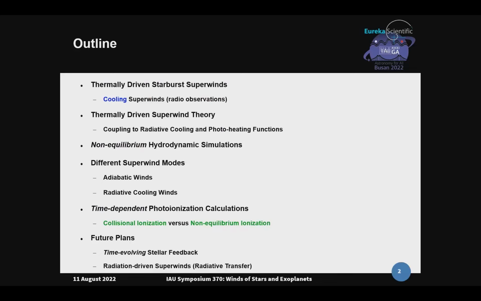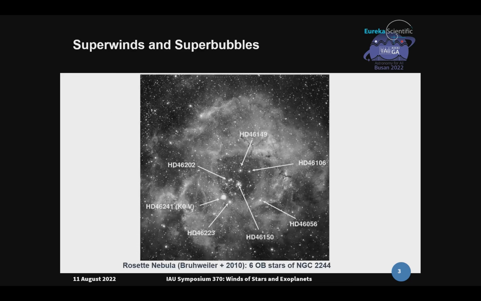And this is the outline of my talk. I will talk briefly about the theory behind superwinds, and also how I implemented hydrodynamic simulation, how I did photoionization modeling, and my future plans.